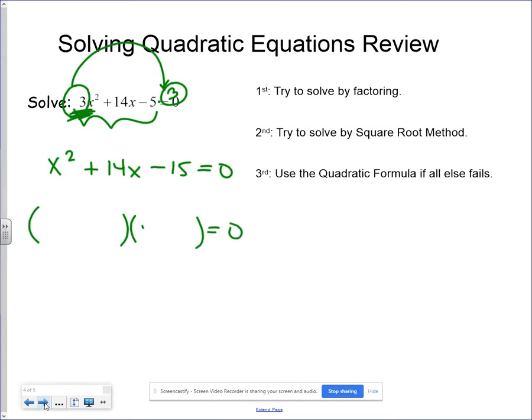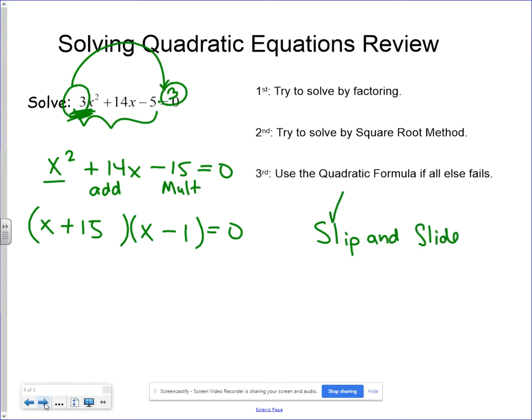So now I'm going to try to factor this equation. We'll put x and x, so that gives me x squared. What two numbers multiply to be negative 15 and add to be 14? Positive 15 and negative 1. Again, what are we using? We're using slip and slide. We did the slip part, so now I've got to slide my 3 back into the problem.